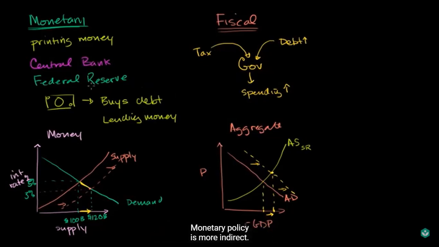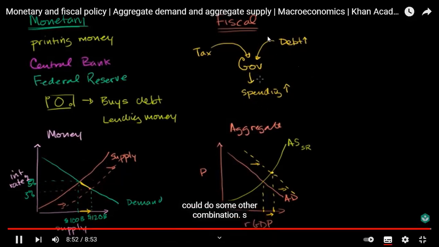Monetary policy is more indirect. Printing money, using that to increase the supply of money that's out there to be lent, that lowers interest rates, and then because it lowers interest rates, there's more willingness to borrow and invest that money. Fiscal policy, you're directly going out there and just buying more goods and services by usually ratcheting up your debt. Or fiscal policy could go the other way. If you're trying to restrain the economy, you could lower your debt, lower your spending, or you could do some other combination.